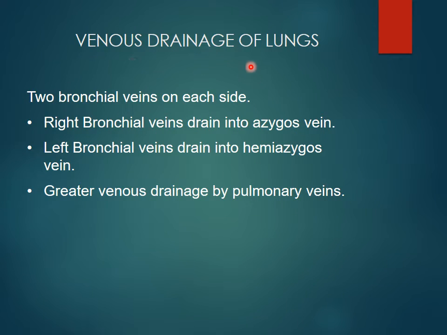Then the venous drainage of the lung. Two bronchial veins on each side drain the lung. The right bronchial vein drains into the azygos vein, while the left bronchial vein drains into the hemiazygos vein. Greater venous drainage is by the pulmonary veins.